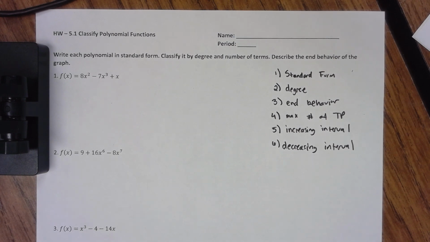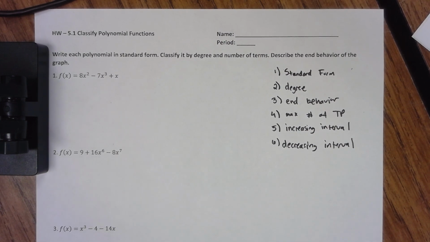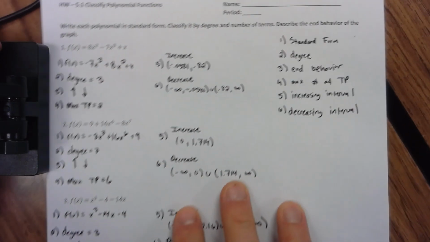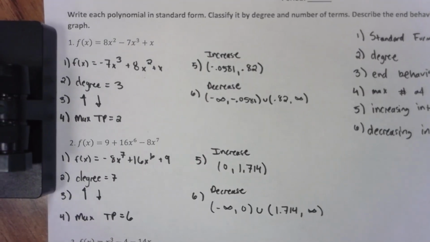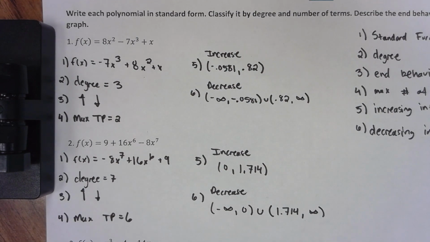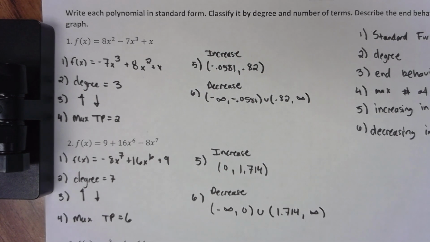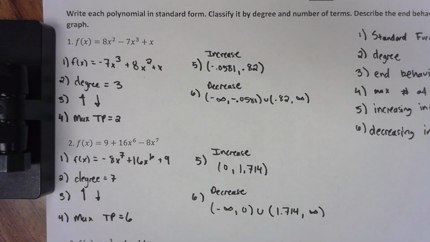Okay, so for the video portion, you can't see my screen when I do Desmos, so I'm going to pause the video. Okay, so starting with number one, I identified the increasing and decreasing intervals. The one thing that you were left to do is put in standard form, degree, end behavior, and max turning points. So you can check all that. Nothing really odd that we need to pay attention to there.